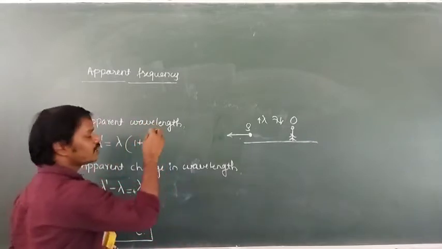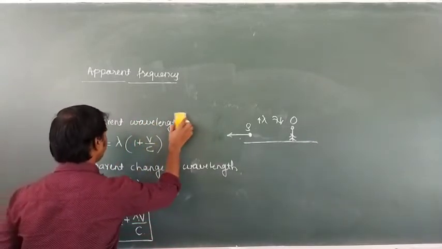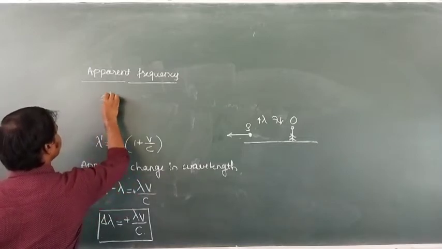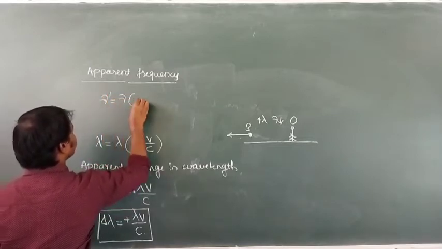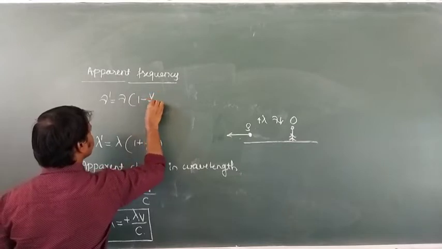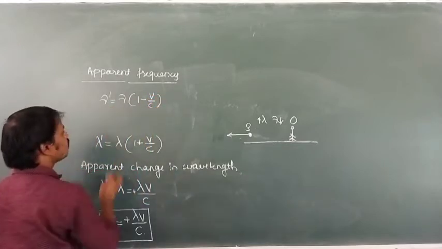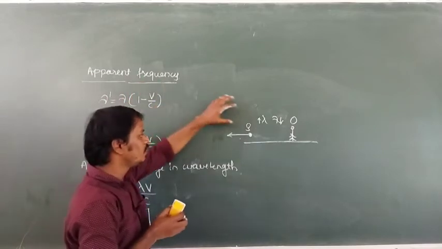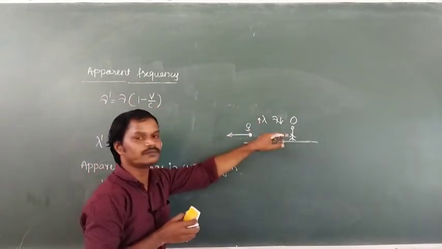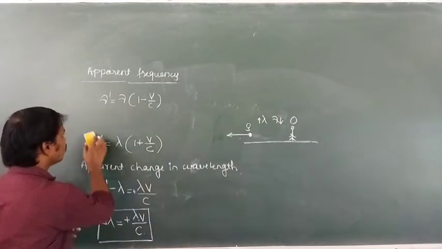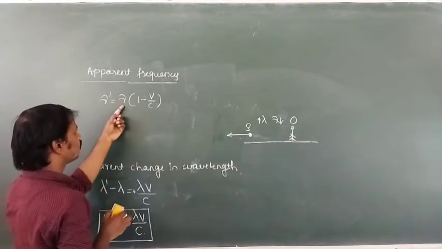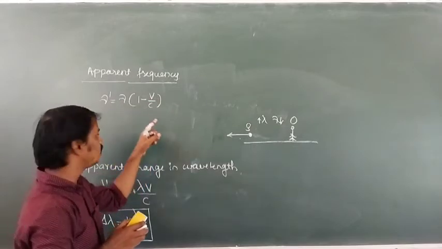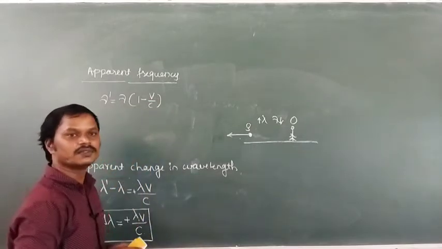Now, apparent frequency in redshift. What is the formula for apparent frequency? That is nu dash is equal to nu into 1 minus V by C. Here the frequency decreased by the factor 1 minus V by C when the source of light is moving away from the stationary observer. Once again, what is nu? Nu is the actual frequency. What is V? V is the speed of source of light. What is C? That is the speed of light.